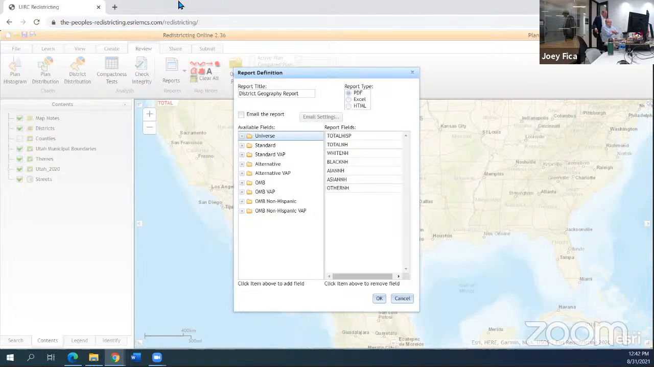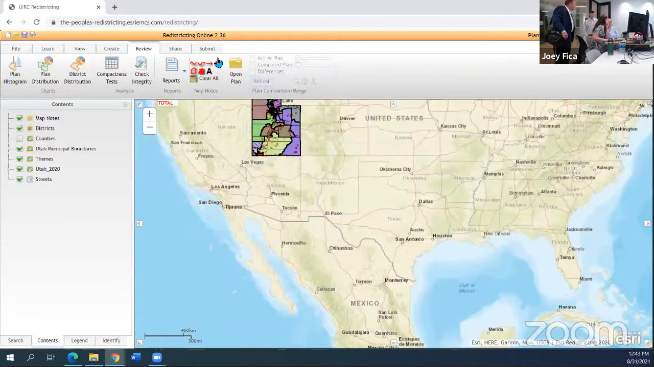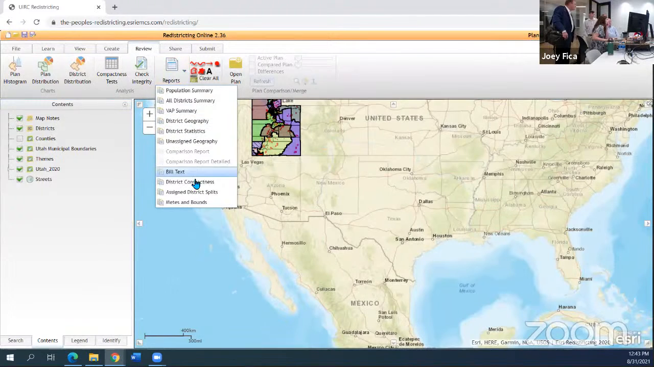Is your goal in this map to keep it at that deviation? That was our goal. We started under 100 and then we went to under 50. I see. And now, as you start looking at the splits, you'll just remedy the splits and then adjust the population accordingly? If we can.